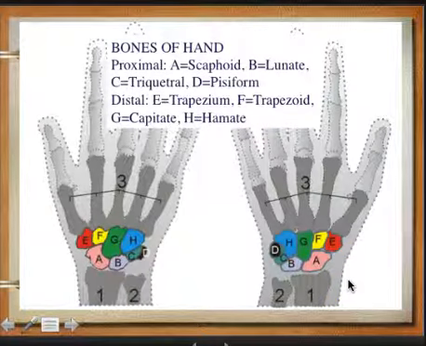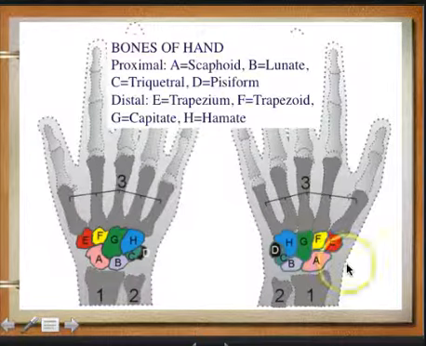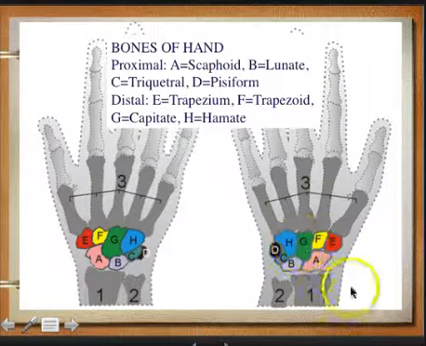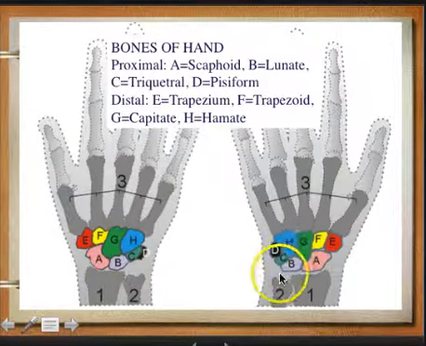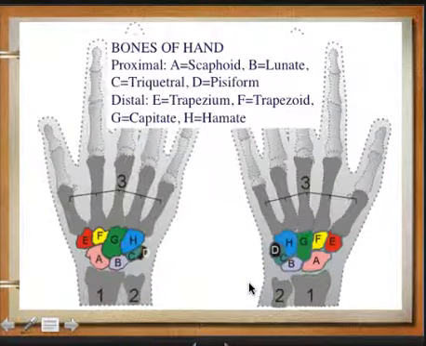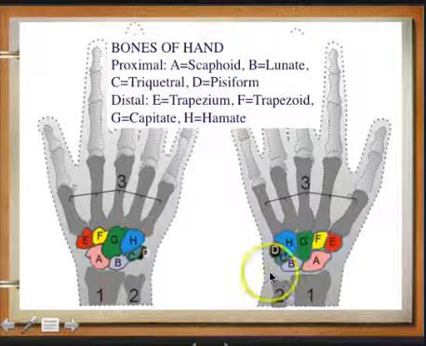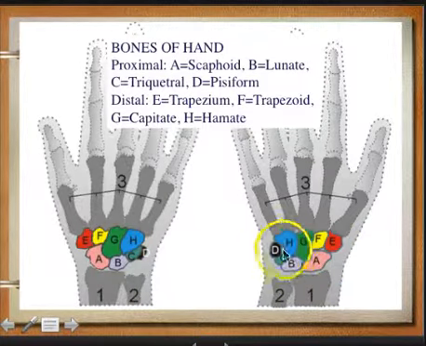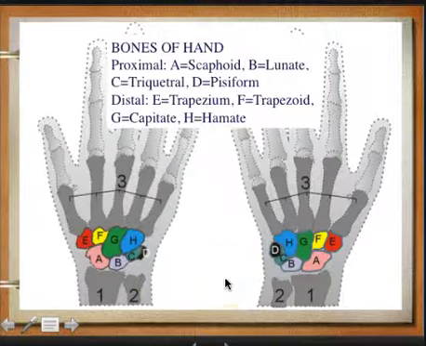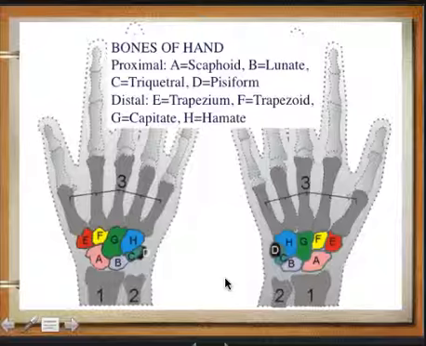Some interesting information about the carpals that may help you remember them is that the scaphoid is the most commonly fractured bone in the carpus. The lunate is the most frequently dislocated carpal bone. The triquetral bone, C, is also called the triquetrum bone. It is a pyramidal bone, three-cornered, and it's creating a triangular shape.